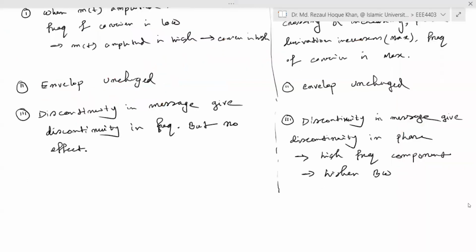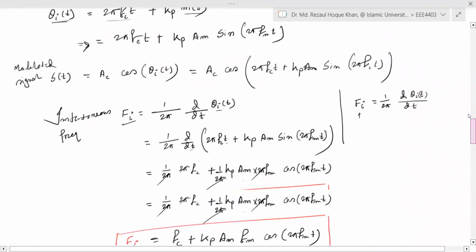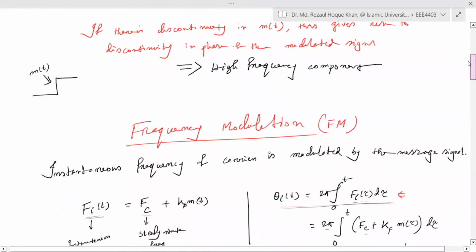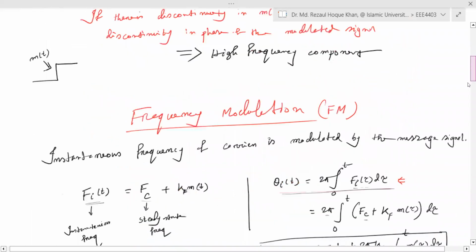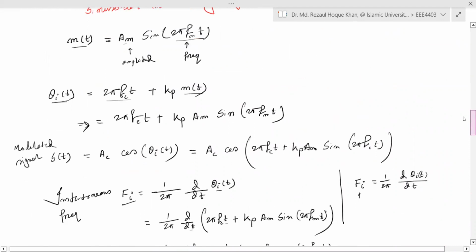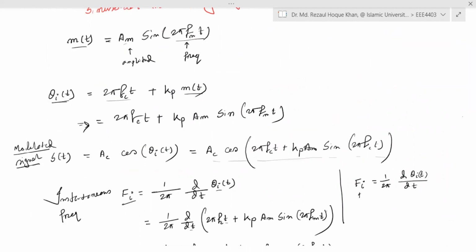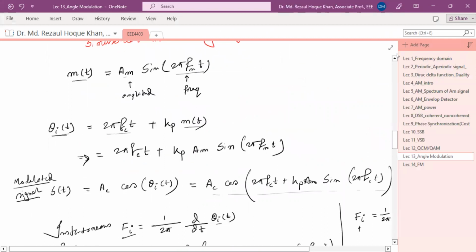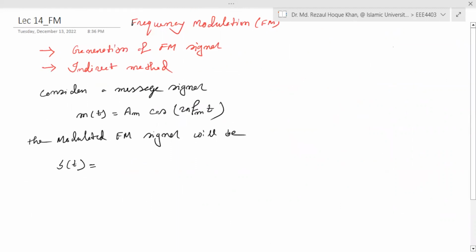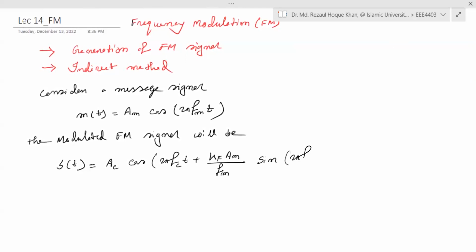If I go to the previous lecture, there we see the frequency modulated signal s(t), where we have the relationship of modulation index. So this is the modulated signal s(t). Let us write this equation. The modulated signal s(t) will be Ac cos(2 pi fc t + kf Am / fm sin 2 pi fm t).